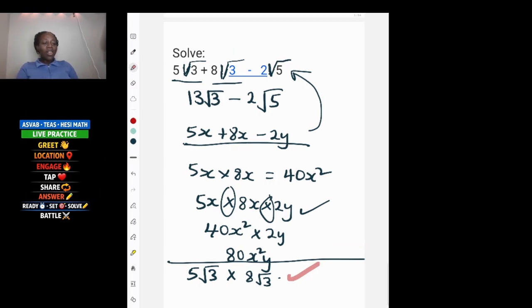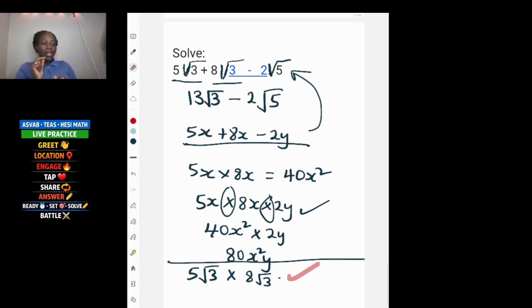Quickly solve it. When you are working with multiplication, you have to multiply all those things together. Root 3 times root 3 is root 9, yes, 3. Then you now multiply by the other coefficients. So the answer will now be 120.